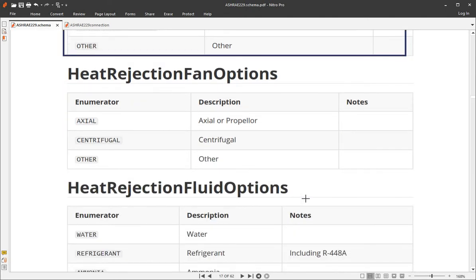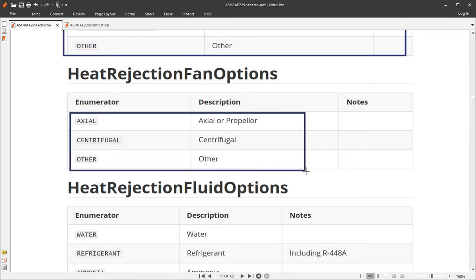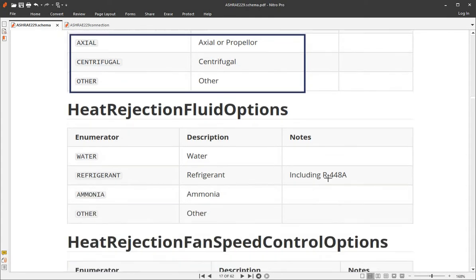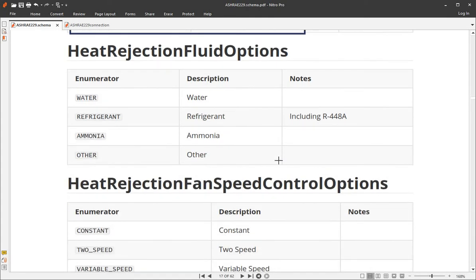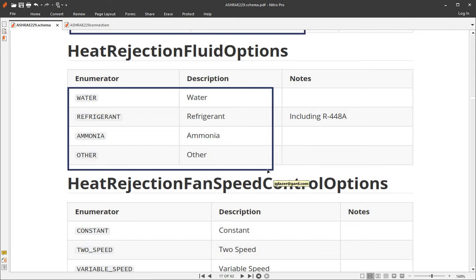The next enumeration is heat rejection fan options. So that would be a choice, again, of things that you're probably not too surprised about, axial or centrifugal fan. For fluid options, while most cooling towers are simply water, there are other types of heat rejection systems, and for those, refrigerant, ammonia, or perhaps something else could also be a reasonable option for the fluid type.